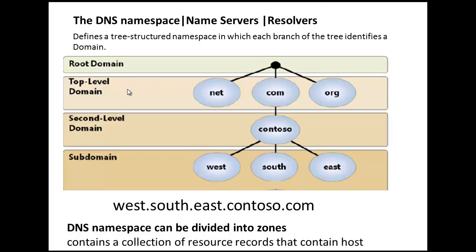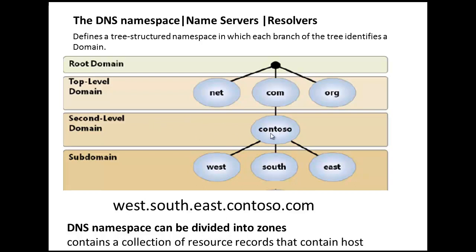Then you have your top level domain, which would be your .net, your .com, .org, .gov. And then you have your second level domain, which is a domain that you as a network administrator would create. When you are promoting your server to a domain controller, you're asked to give a name. And you give that name. If you give the name Contoso, well, that will be your second level domain name.